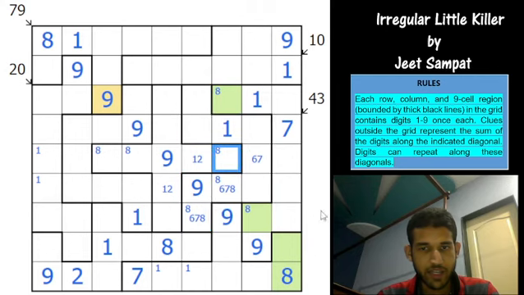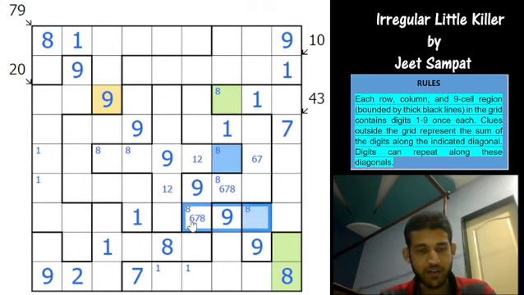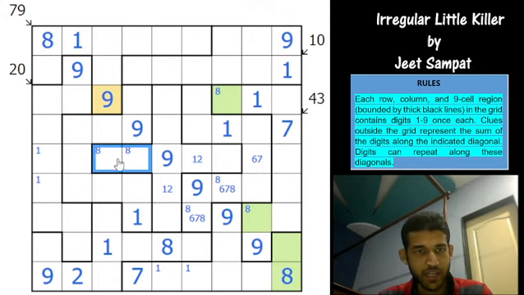So look at this 8. Can this be an 8? So if you have an 8 here, the 8 in this region goes into this cell, right? I'm going to mark with blues. So where can you place the 8 now in this region? It can't be here and it can't be here. So which means that you can eliminate the 8 from this cell. That gives you an 8 in one of these two cells.